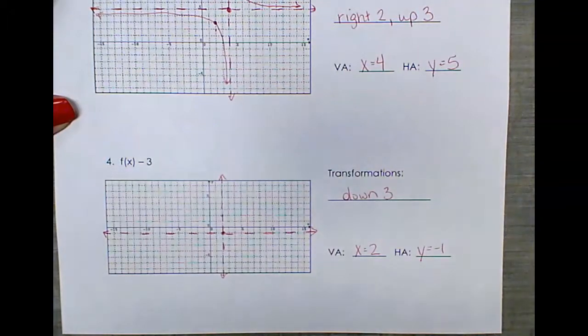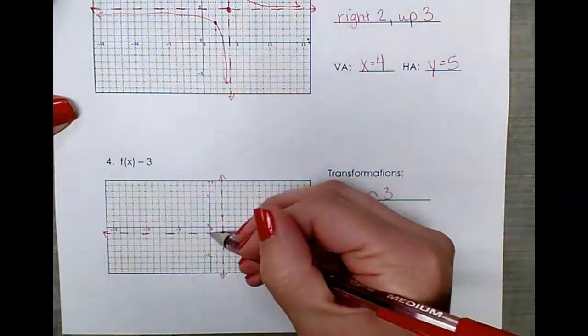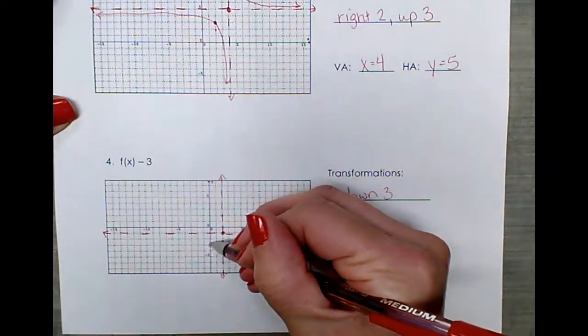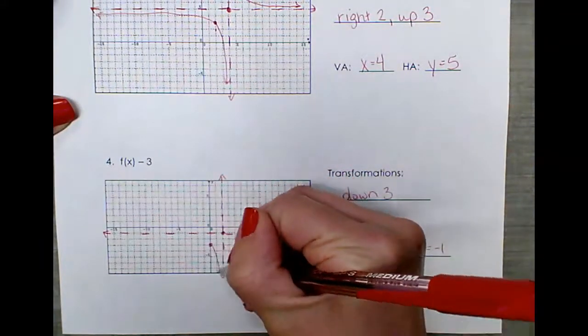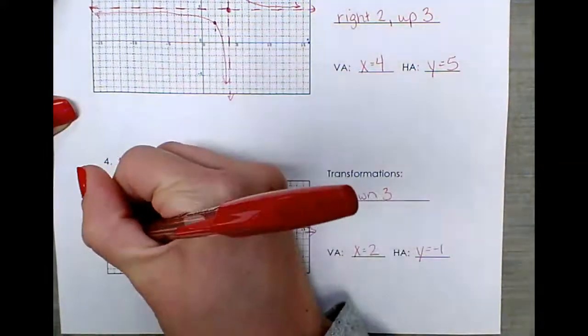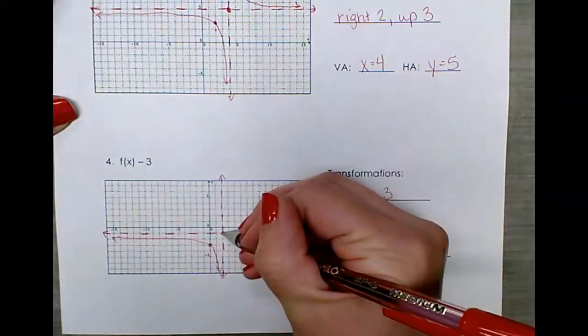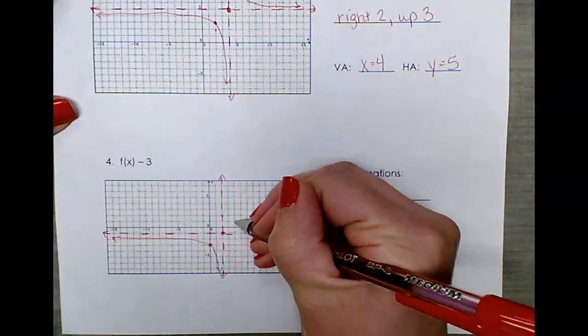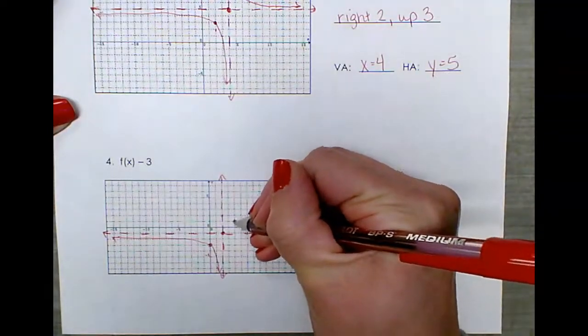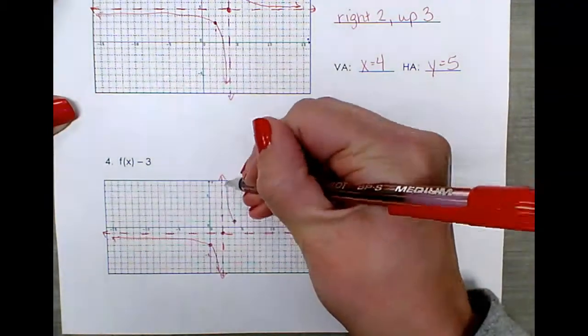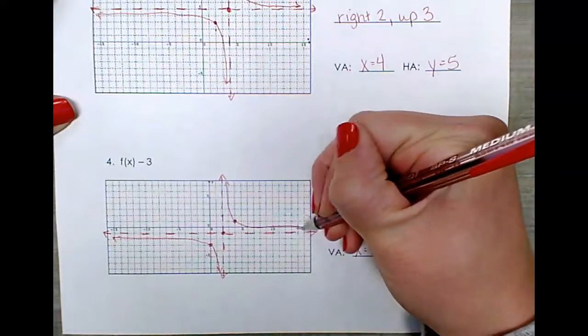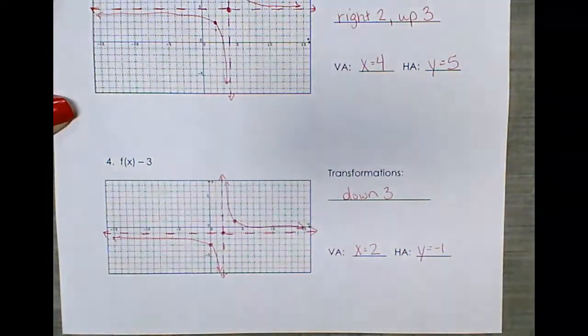Remember that there were points 2 to the left and 2 down from the asymptote intersection. And there was a point 2 to the right and 2 up from the asymptote intersection. There we go.